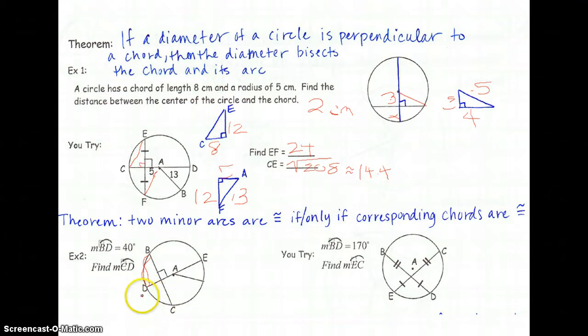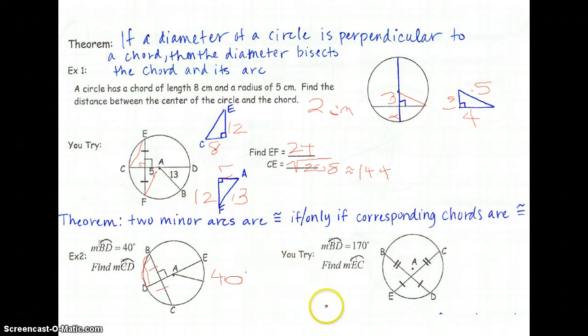Well, I know that because I have a perpendicular diameter, the chord BC is going to be bisected. So I have bisecting tick marks here, and so then CD would be the same as BD in measure. So 40 degrees also for our answer here.